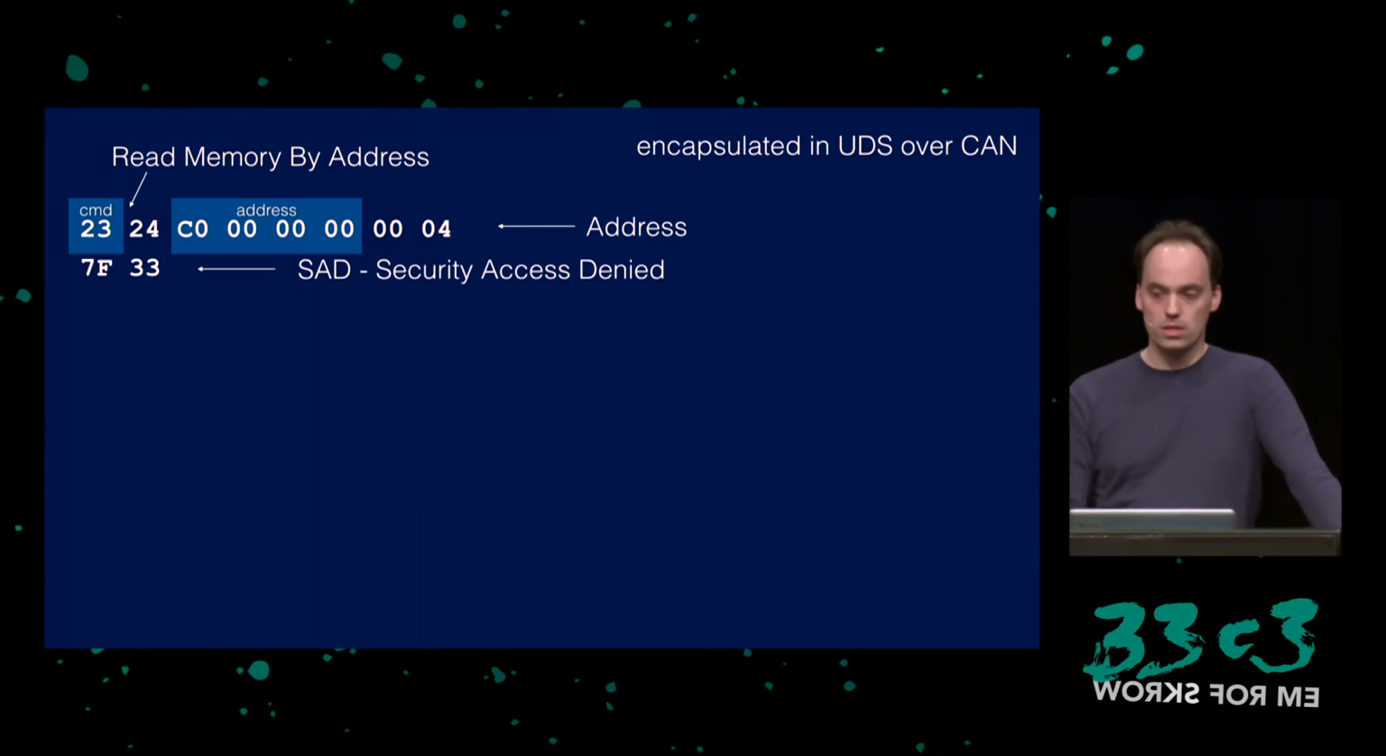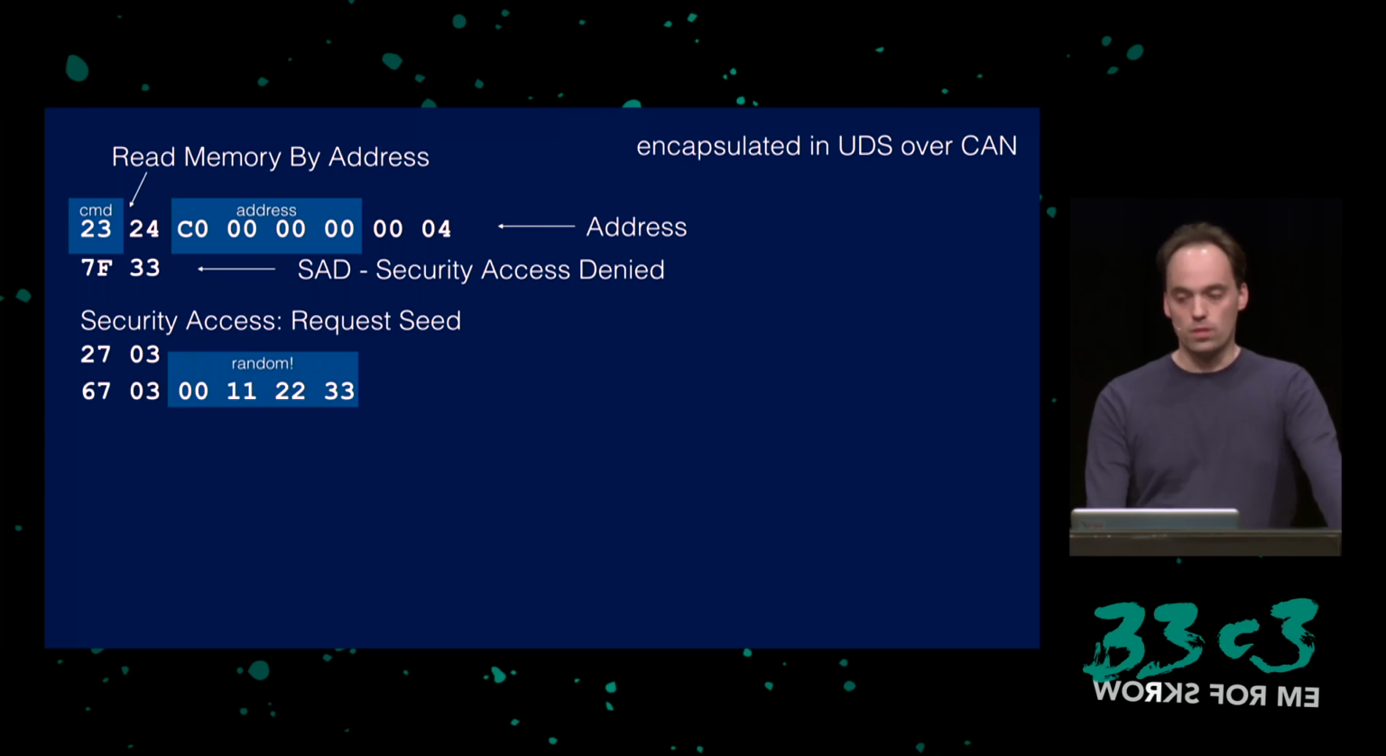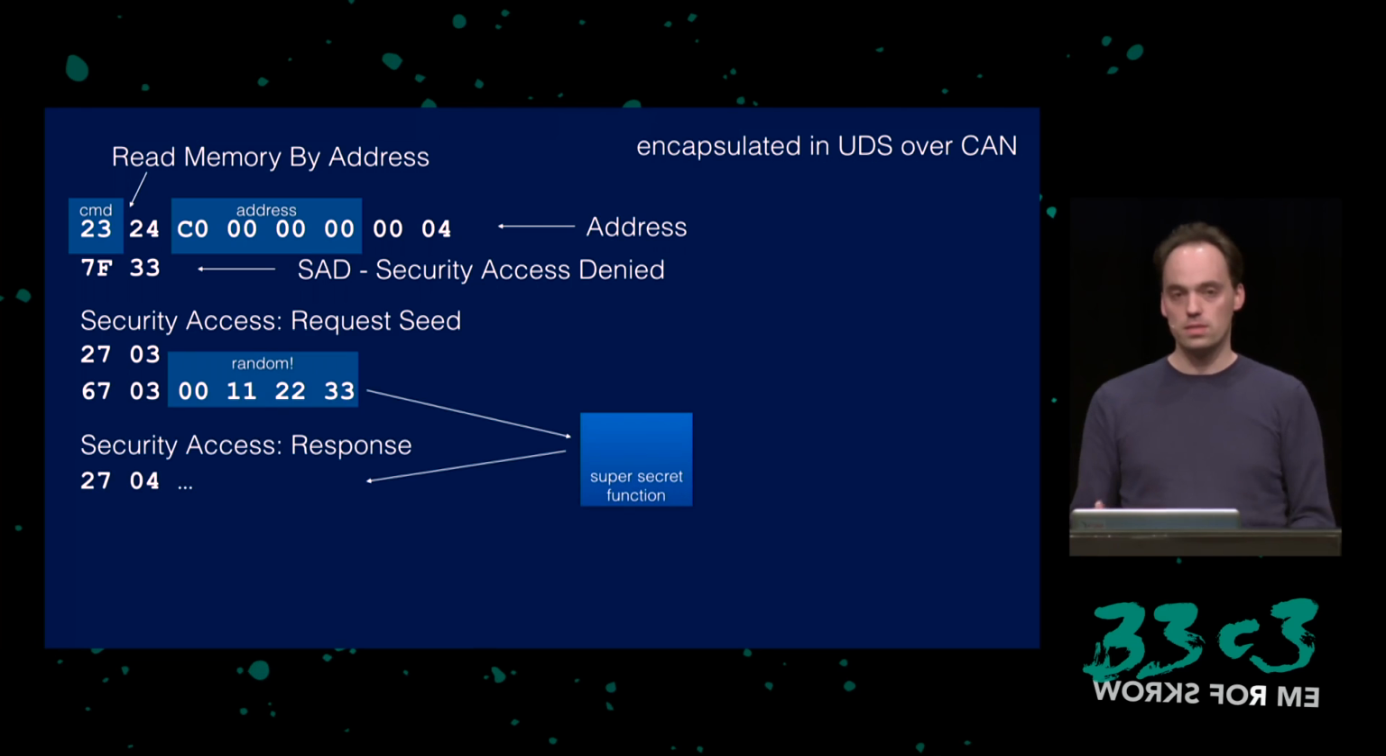So I looked into what I need to do. You actually have to do a security access command. You send a command that's called request seed. You get back basically a 32-bit random number. And then what you have to do is to process this seed through a super secret function and then return it in a response call.